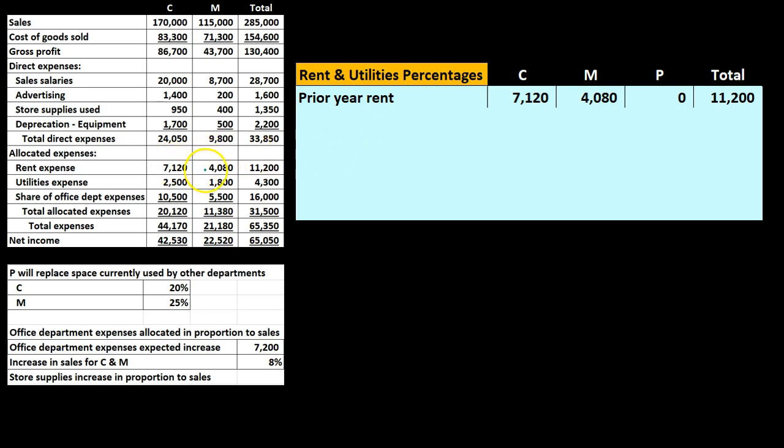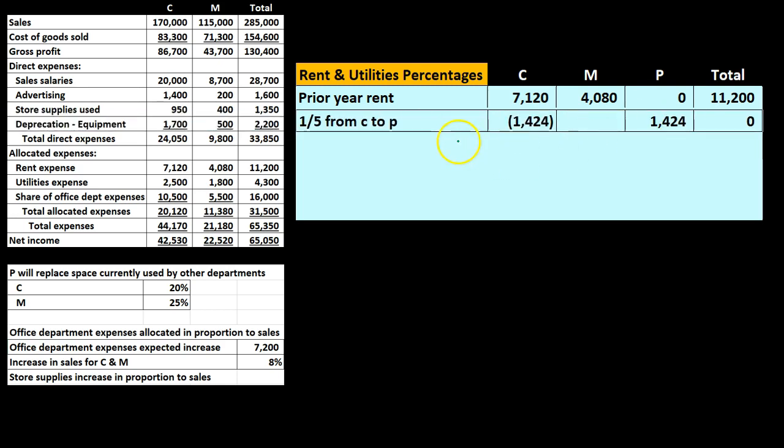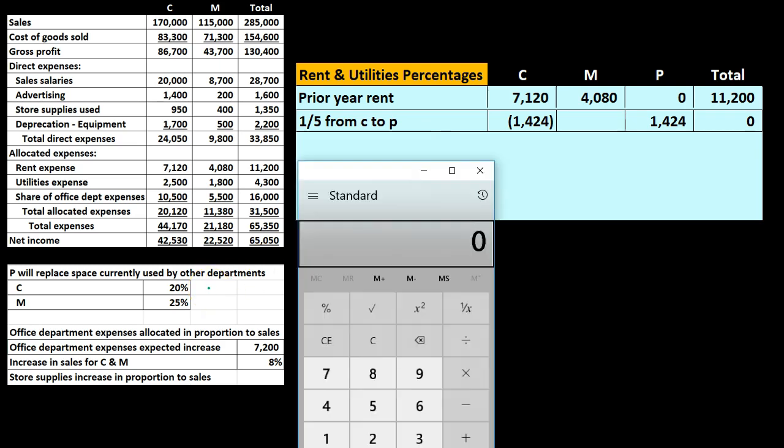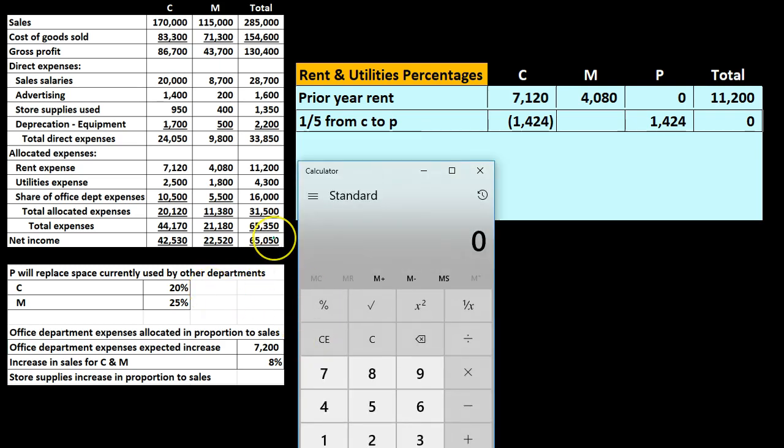So that's going to be these two items. Obviously, nothing was there for P. P wasn't around. And then we're going to be allocating 1/5 from C to P. Why? Because we said it was a 20% allocation. If we think about that in terms of a ratio, it's 1/5, or 20%. So what we're going to do is we're going to say, okay, 1/5 of that is going from C to P. So how would we do that?